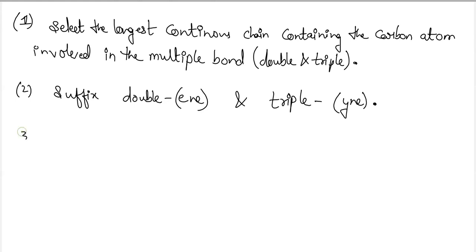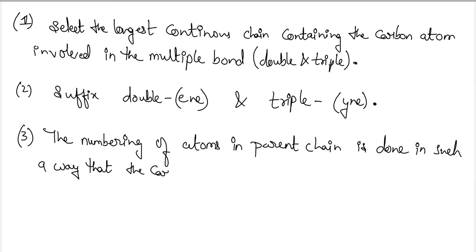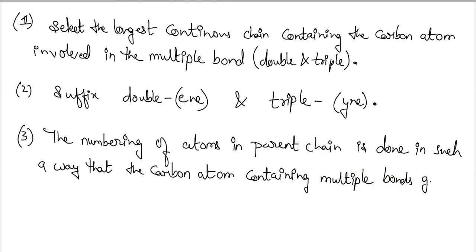Now the third rule: the numbering of atoms in the parent chain is done in such a way that the carbon atom containing the multiple bond gets the lowest number. Okay, it gets the lowest number.